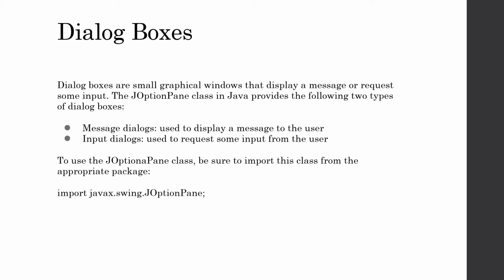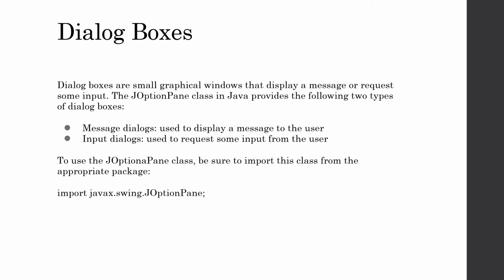Okay, so for the final video for Chapter 2, getting through everything for Java fundamentals, or at least the very start of it all, we're going to take a look at dialog boxes. Dialog boxes are small graphical windows that display either a message or maybe a request for some input. In order to use dialog boxes in Java, we're going to need the JOptionPane class. That's going to provide us with two types of dialog boxes.